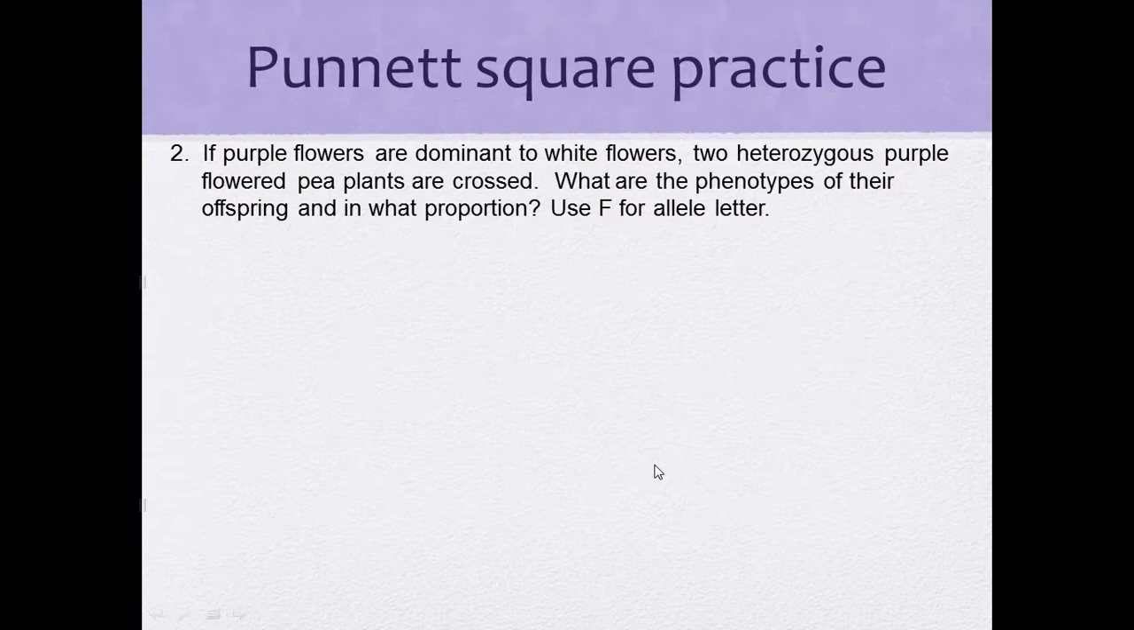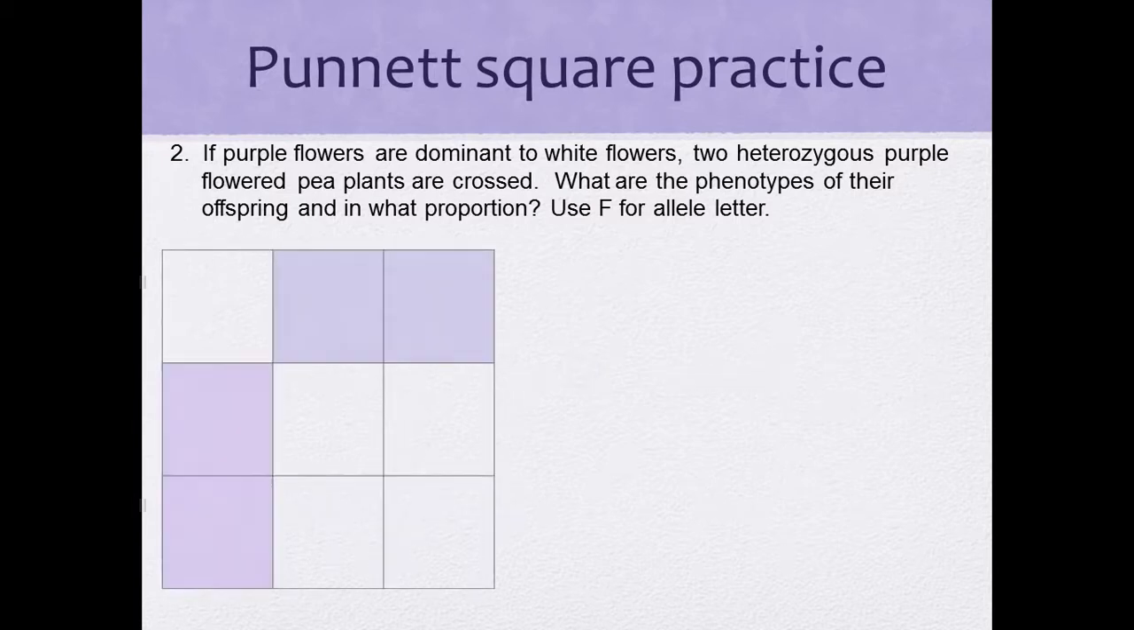Let's do another. This time it's your turn. If purple flowers are dominant to white flowers, two heterozygous purple flowered pea plants are crossed. What are the phenotypes of their offspring and in what proportion? Use F for flower as the allele letter.